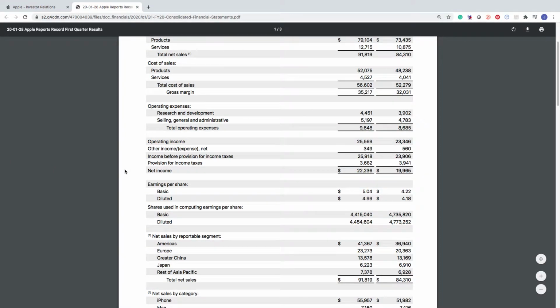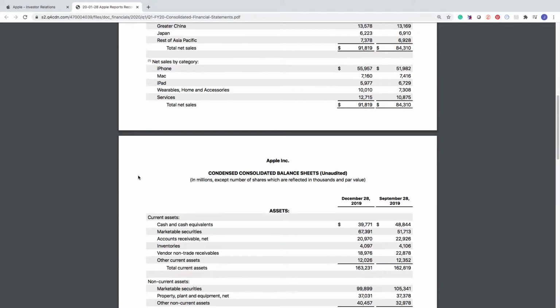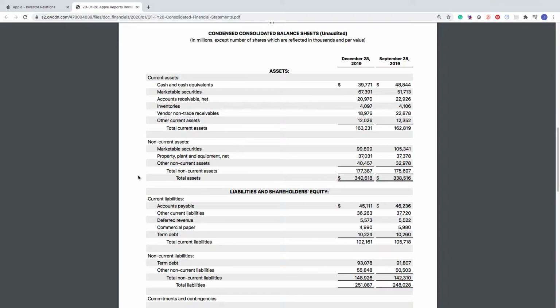All right, guys. Now, let's move on to the balance sheet. Now, what does the balance sheet basically show you? It basically shows you what a company is worth.